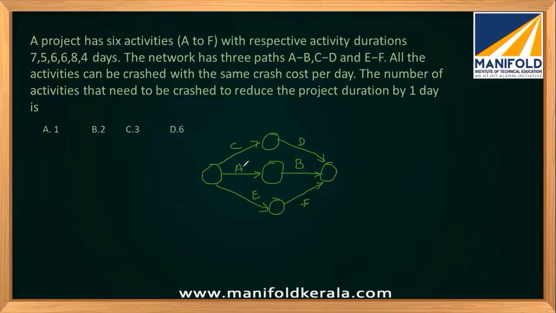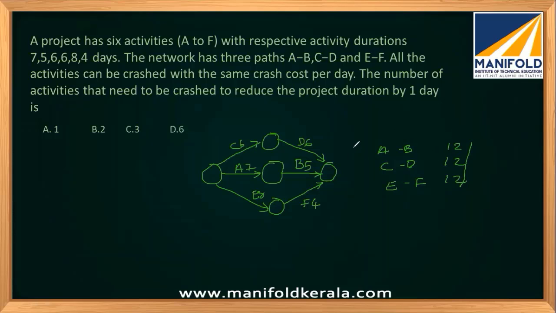A is 7, B is 5, C and D are 6 each, E is 8 and F is 4. The durations will be: for the AB path, 7 plus 5 is 12; CD is 6 plus 6, 12; and EF is 8 plus 4, which is 12. So all have the same duration, and all are critical paths.